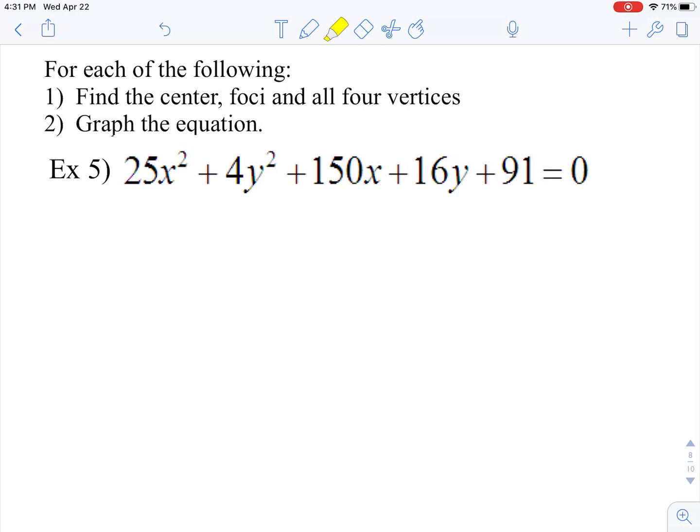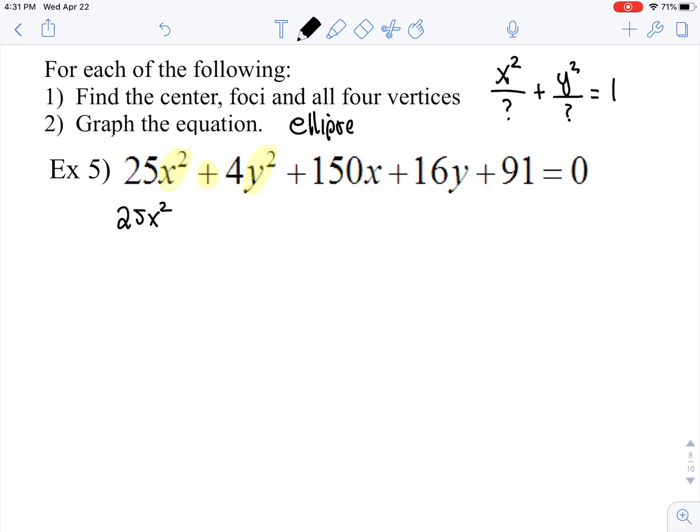I do want to point out a couple of things. In this equation, we do have an x squared and a y squared, and those values are being added together. That's your clue that this is going to be some sort of an ellipse, because in the ellipse equation, we have x squared over something plus y squared over something equals 1. So with those clues, we know we're looking at an ellipse here. But the problem is it is nowhere near the right form. So we're going to do a little bit of grouping here.